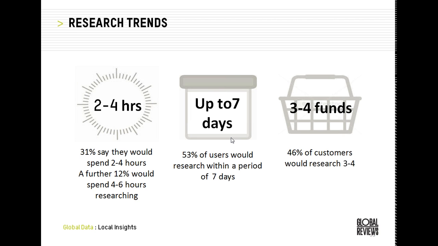So generally a prospect would spend 2 to 4 hours, or 31% say they would spend 2 to 4 hours researching, with another 12% saying they would spend 4 to 6 hours finding out which super fund is right for them. They would do that over an elapsed period of 7 days, and they would typically look at 3 to 4 funds to research and get more information about.